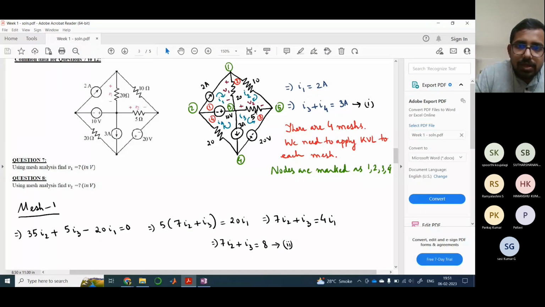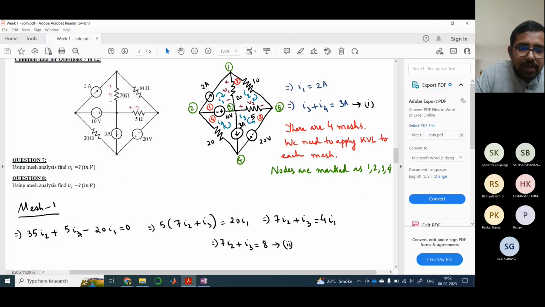If you look at this 5 ohm resistance, you can see that I3 is entering from the negative terminal and going out from the positive terminal of V2. Similarly, this I2 is also entering from the negative terminal and going out from the positive terminal. So that is why this plus sign is there. So this is 5 I3.